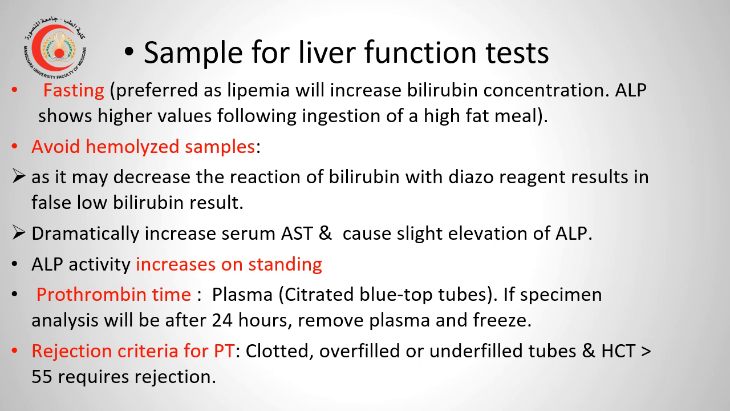As regards prothrombin time, the preferred sample is plasma. We use sodium citrate as anticoagulant in a blue top tube. If the specimen analysis will be delayed beyond 24 hours, remove the plasma and freeze the sample. Rejection criteria for prothrombin time: a clotted sample, overfilled or underfilled tubes, and hematocrit over 55% require rejection.